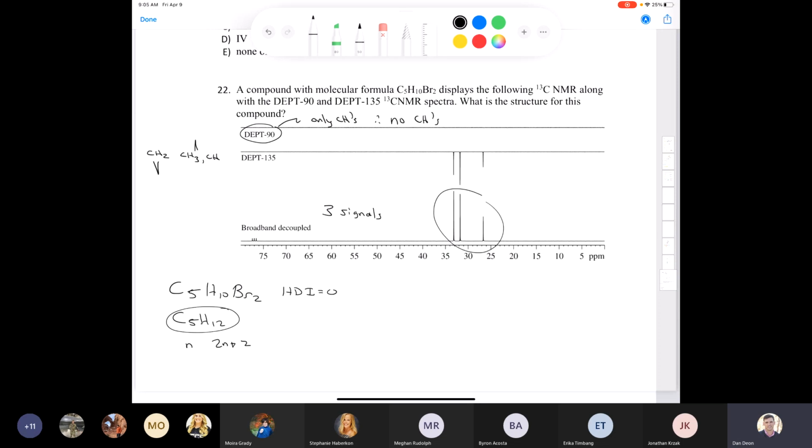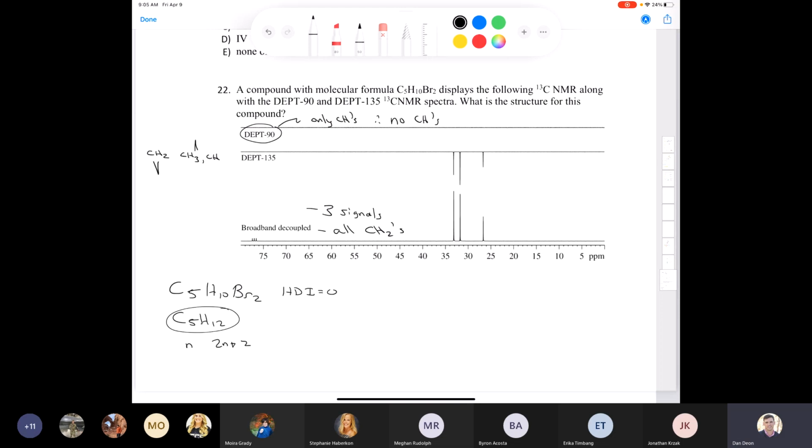And you can see that every one of these 3 peaks, this one, and this one, since they're all pointing down in the DEPT 135, all 3 signals are CH2s. They're all methylenes. So 3 signals, and they're all methylenes, CH2s.